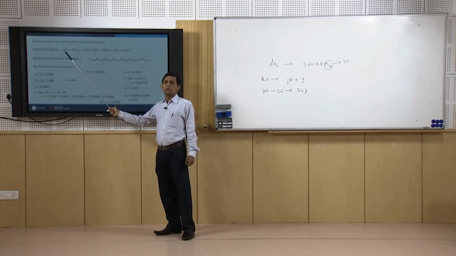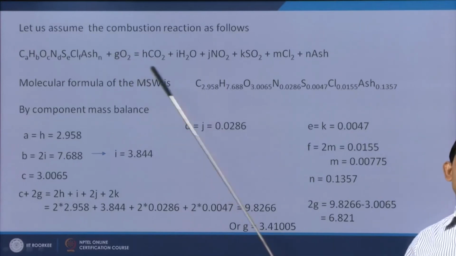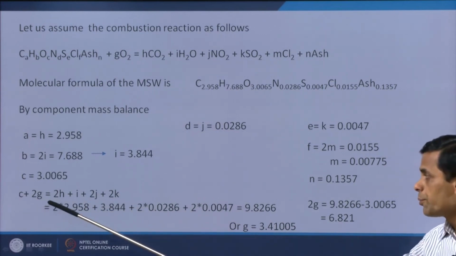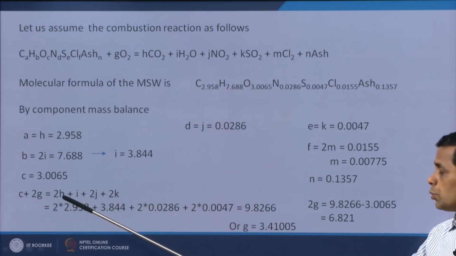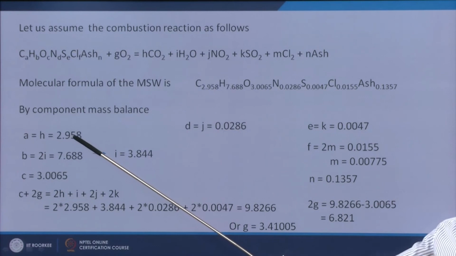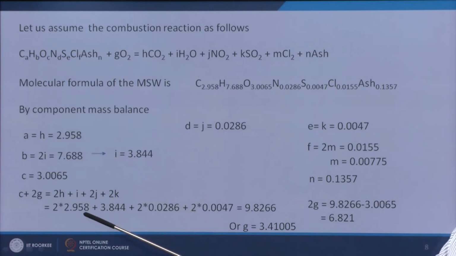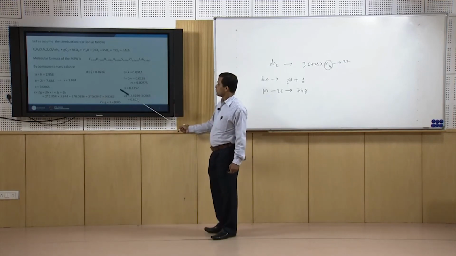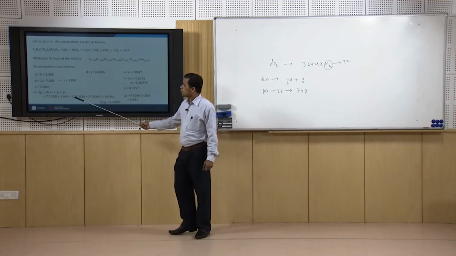So, now we have got the values of the different coefficients here, but we need to get the value of G. That will be our stoichiometric requirement of oxygen. So, G can be obtained from this formula, that is C plus 2G equal to 2H plus I plus 2J plus 2K. So, 2 into H, we have got 2.958 here, so 2 into 2.958 plus I is equal to 3.844 plus 2J is equal to 2 into 0.0286 plus 2K, so 2 into 0.0047.